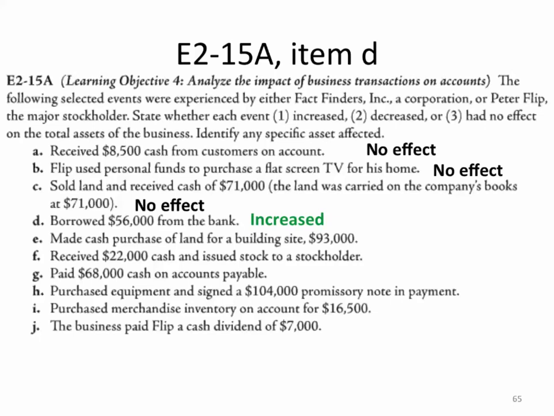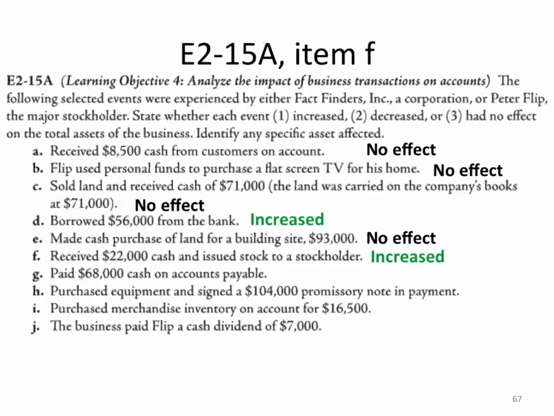Okay, E: made a cash purchase of land for a building site. So what happens to cash? Decreases. What happens to land? Increases, so no effect. Yes. Okay, F: received $22,000 cash and issued stock to a stockholder. So, did that increase, decrease, or have no effect on total assets? Increase. Yes, it increased because we got cash, that's an asset. Issued stock is an equity account, so that doesn't have an impact on cash.